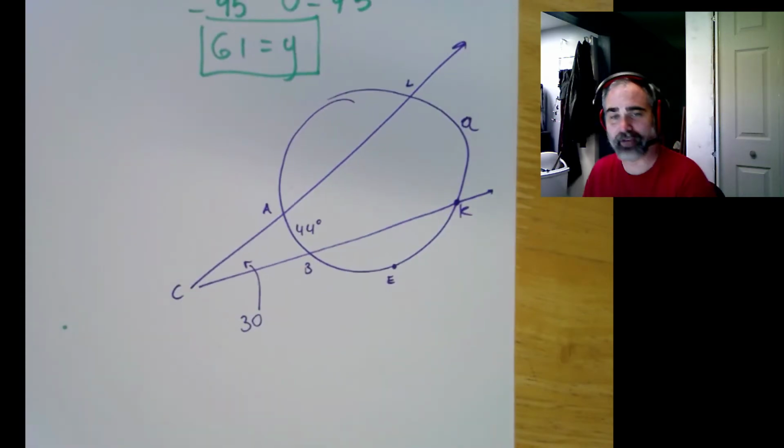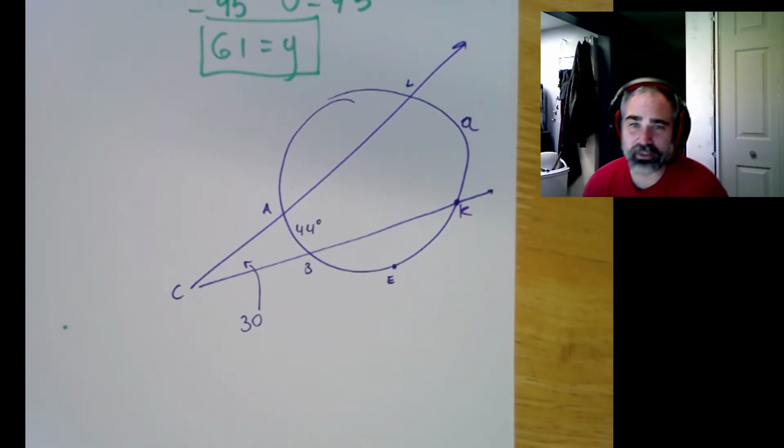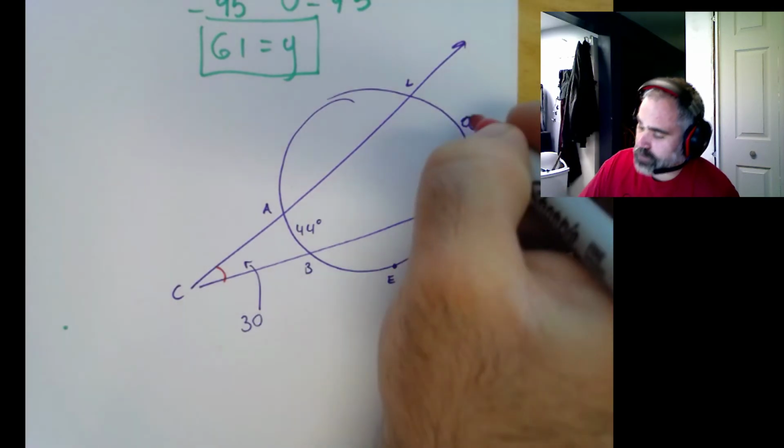Okay. Go ahead and see if you can solve for A. See what you can come up with. Again, same idea, but this is an angle outside that we're looking at. We're trying to find the arc measure of A.